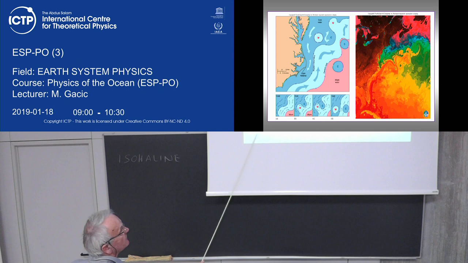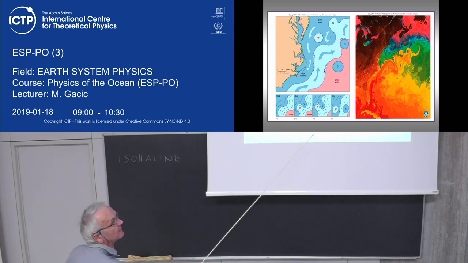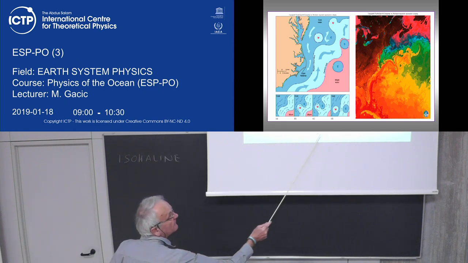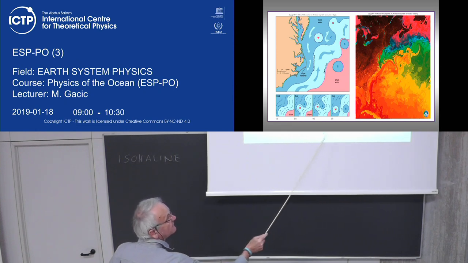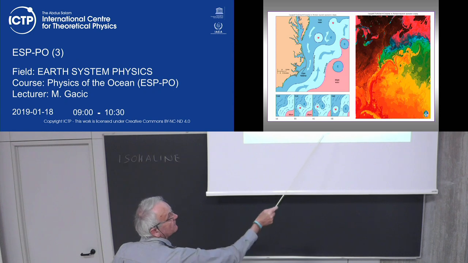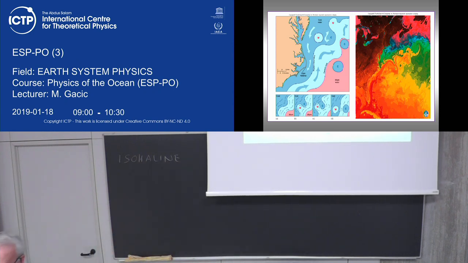These measurements of this 30 million cubic meters per second were done more or less here. This is the Florida coast. So these are pretty attainable, pretty realistic numbers.